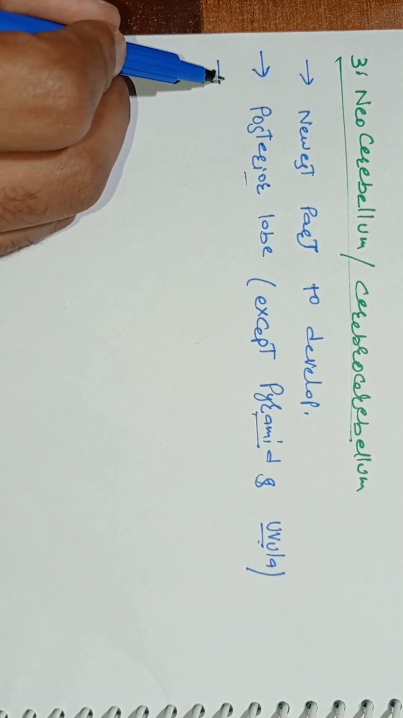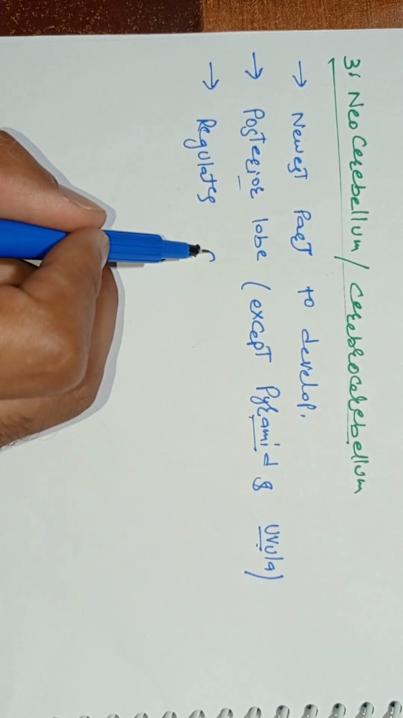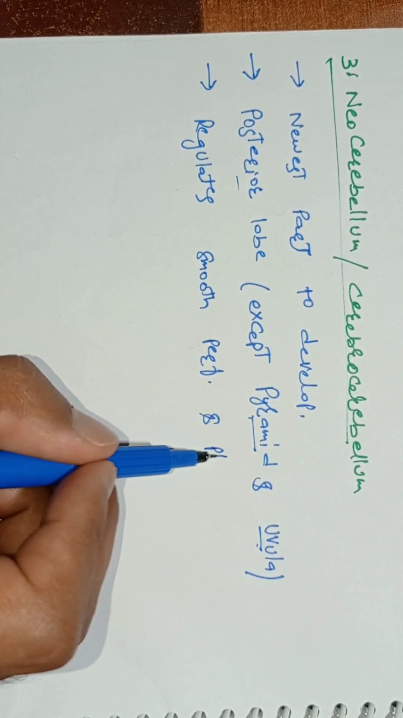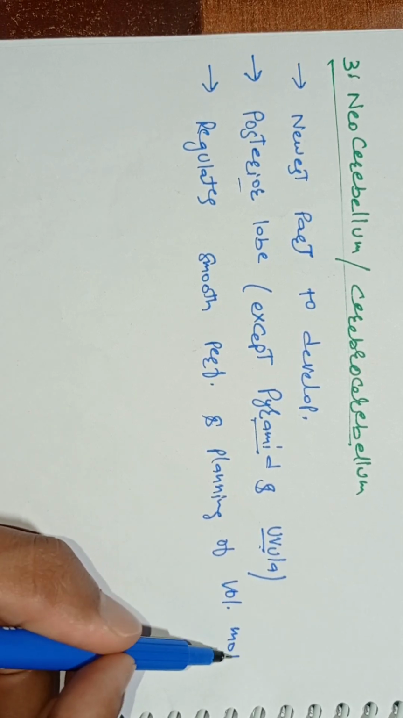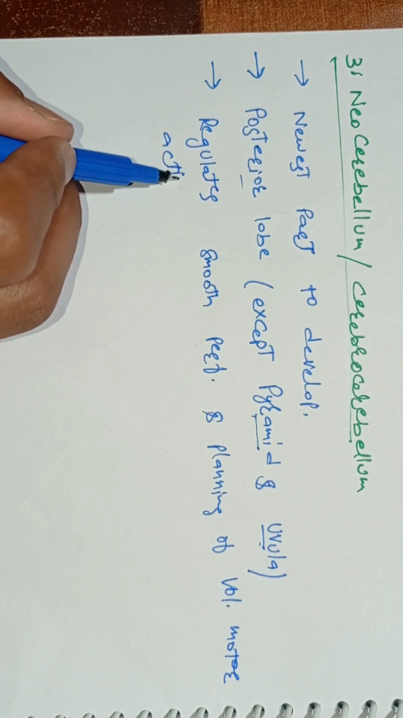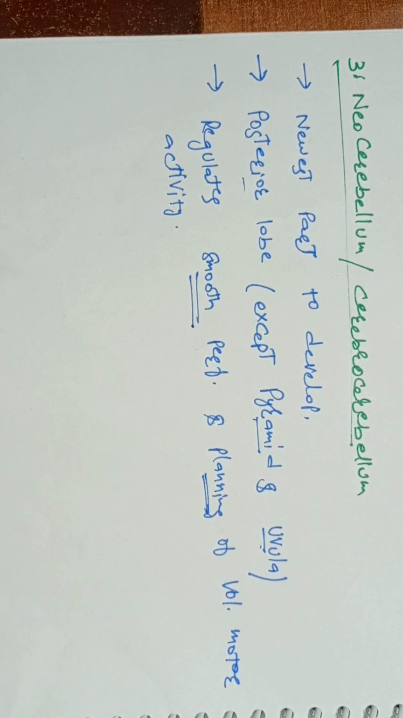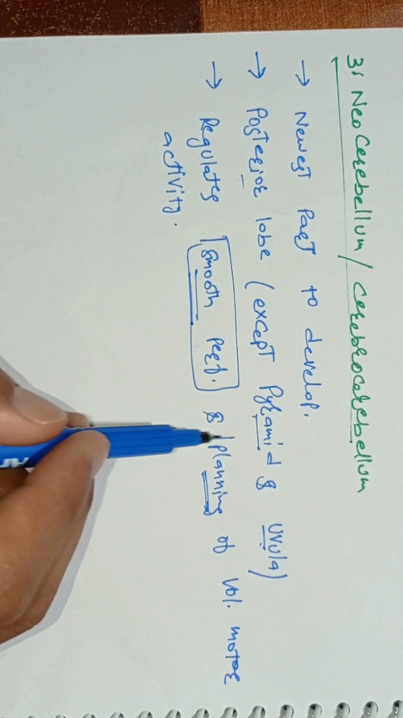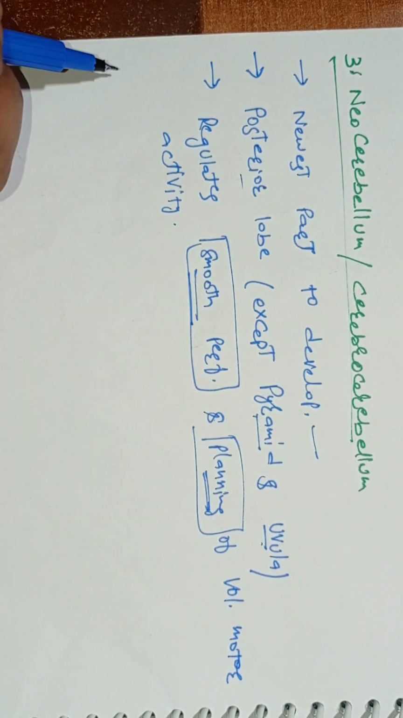Now moving forward to the third point, what is the function? It regulates smooth performance and planning of voluntary motor activity. So any motor activity, for its smooth performance and the planning of that motor activity, we require neocerebellum. That is the latest to develop in evolution. Clearly, now the clinical point.